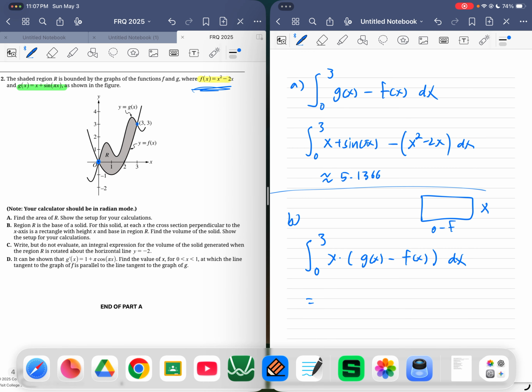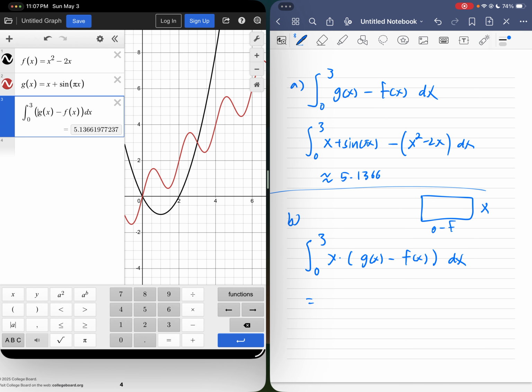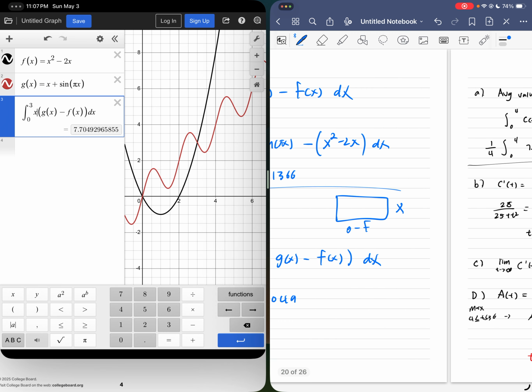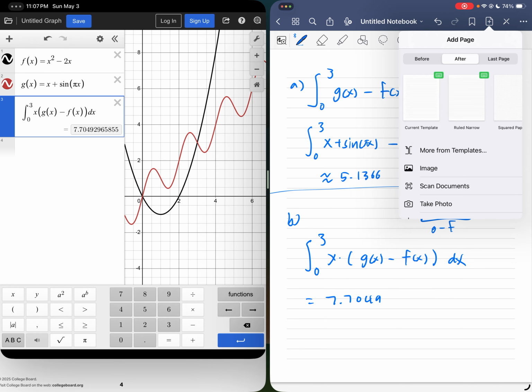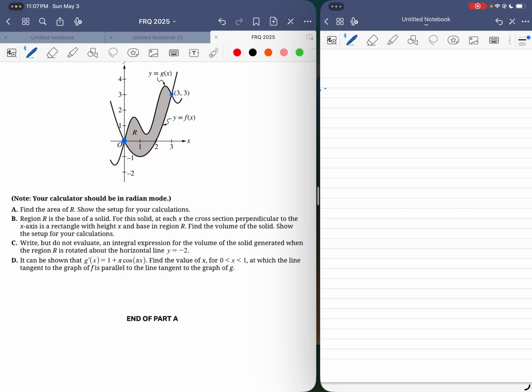Yeah, that's what you need to put in your calculator. The only thing you really have to do is right here, you just put x, because it's x times this. So it's going to be 7.7049 or 7.705. That's a 2-point question, a no-brainer 2 points that you're going to get. All right, so let's just see. That's so easy, right? I love that kind of question. But do not evaluate.